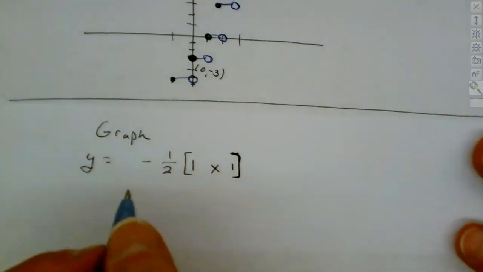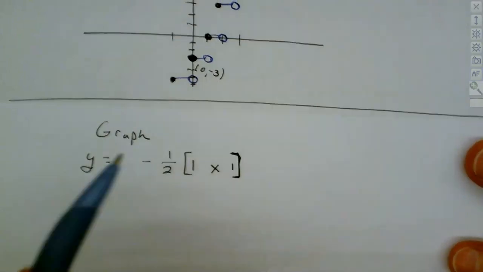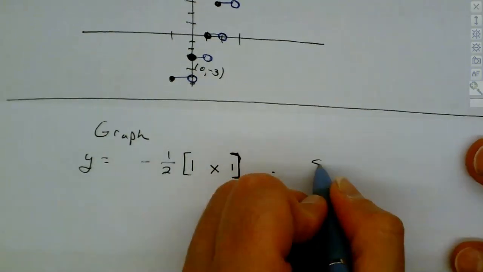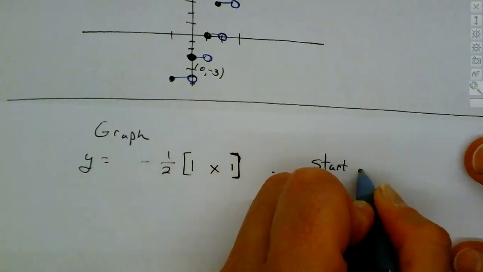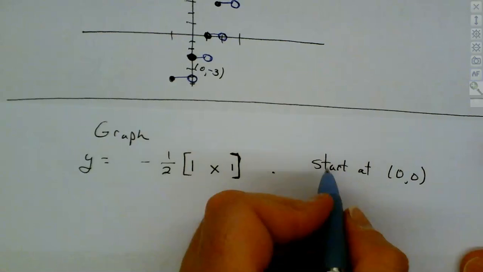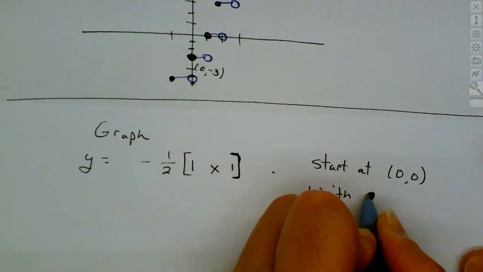Can anyone tell me where I'm going to start at? We've done a lot of these. We're going to start at what? 0, 0. Okay? And I picked this one on purpose so you would remember. There's nothing here, nothing inside. So we're going to start at 0, 0, and you have to have a closed circle.